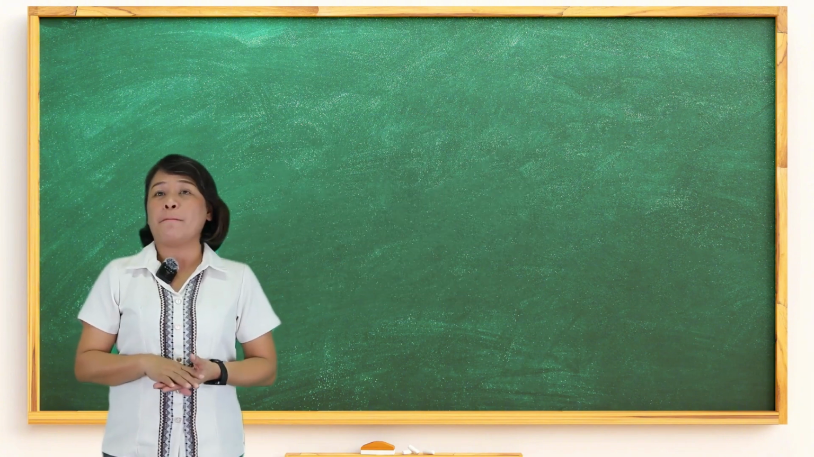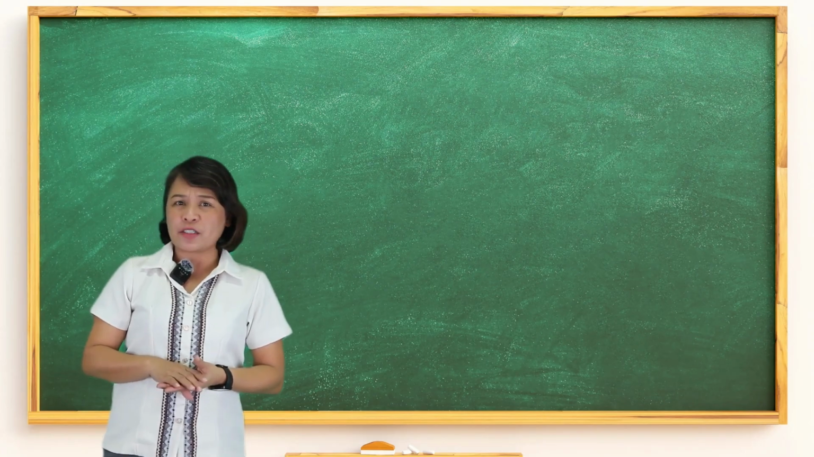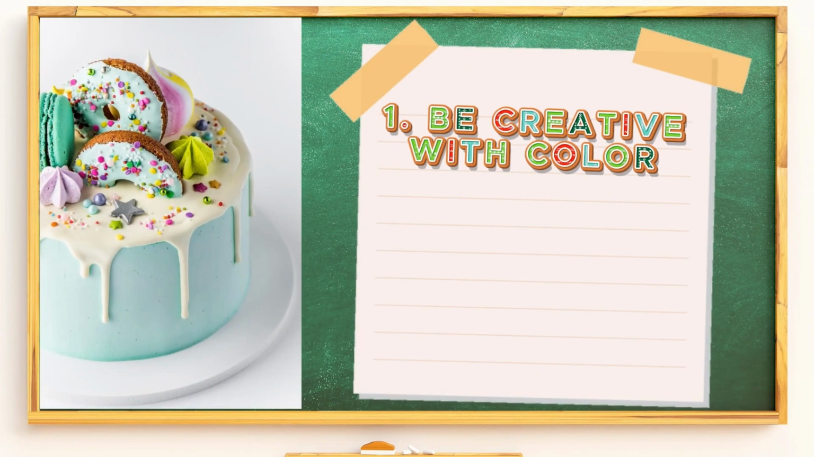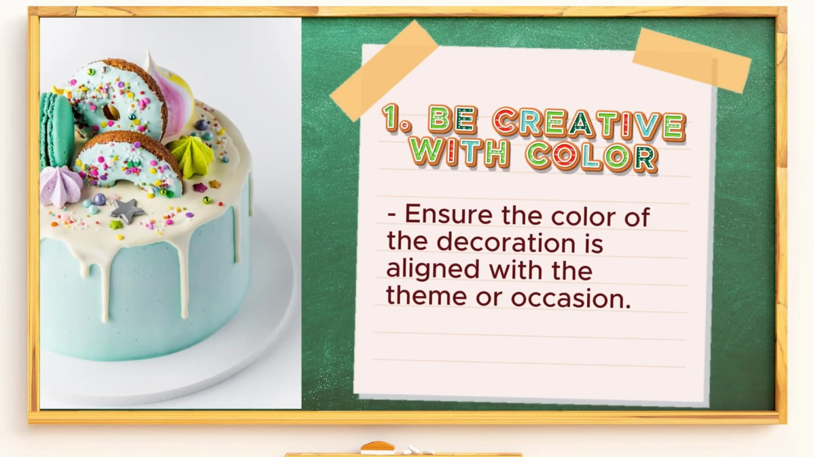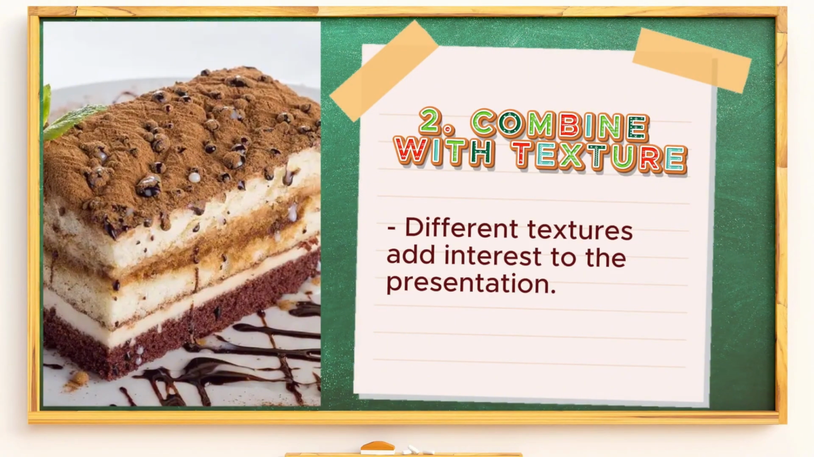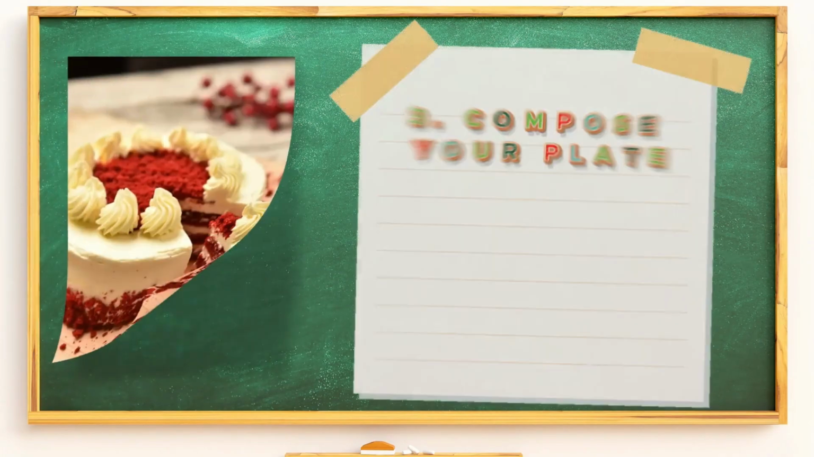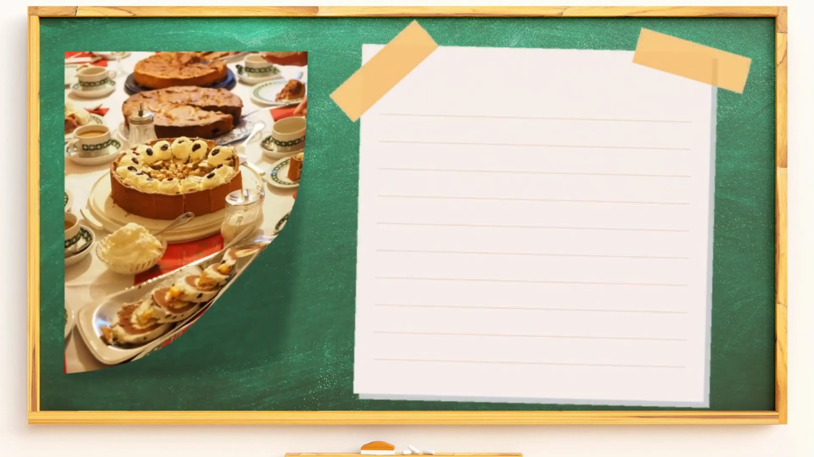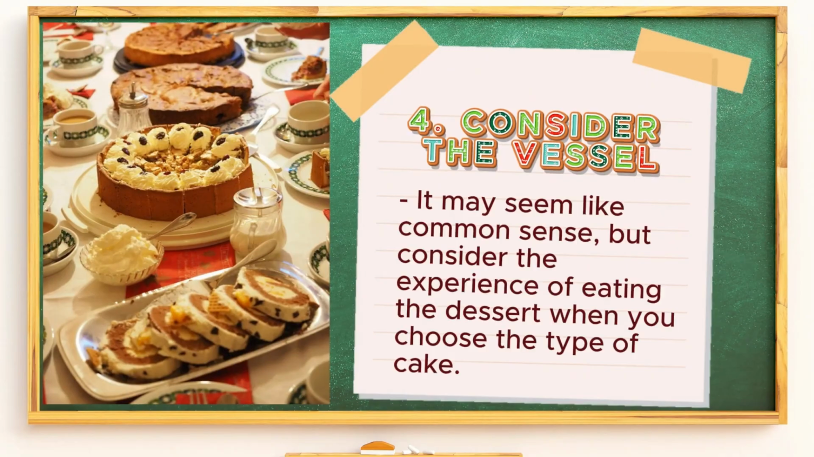Presenting and plating cakes is important to attract the customer. The factors to consider are: first, be creative with color. Ensure the color of the decoration is aligned with the theme or occasion. Second, combine with texture. Different textures add interest to the presentation. Third, compose your plate. Avoid too many decorations. Maintain a simple and elegant look. Fourth, consider the vessel. It may seem like common sense, but consider the experience of eating the dessert when you choose the type of cake.